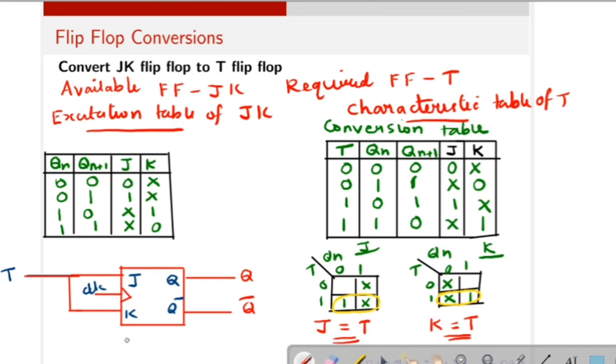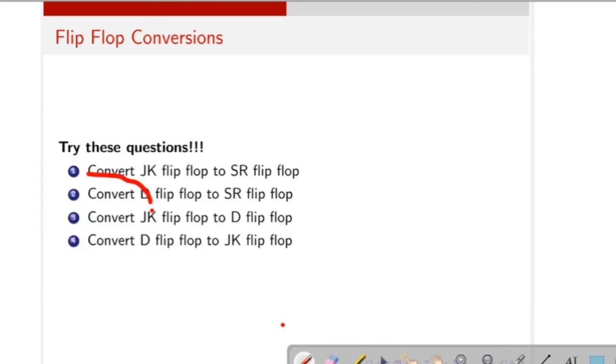Right. So here I solved some flip-flop conversion problems. So try to do more problems. Try to solve these questions.